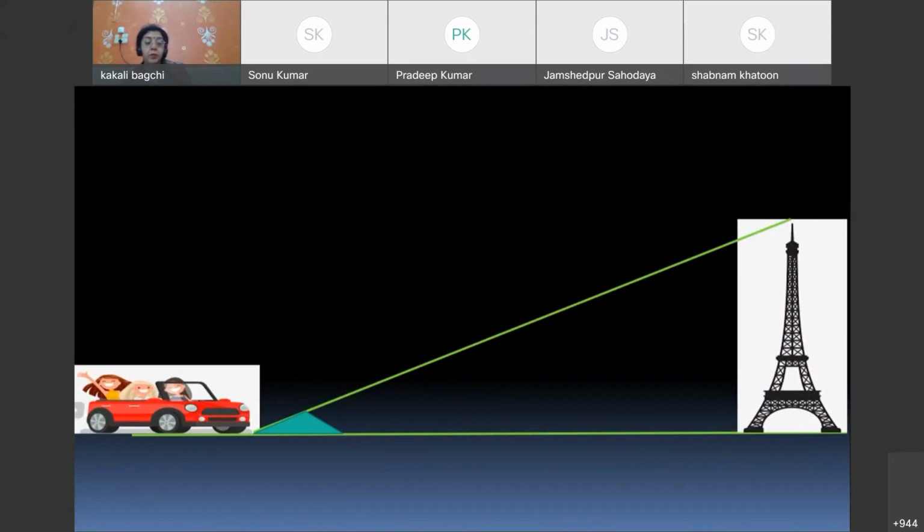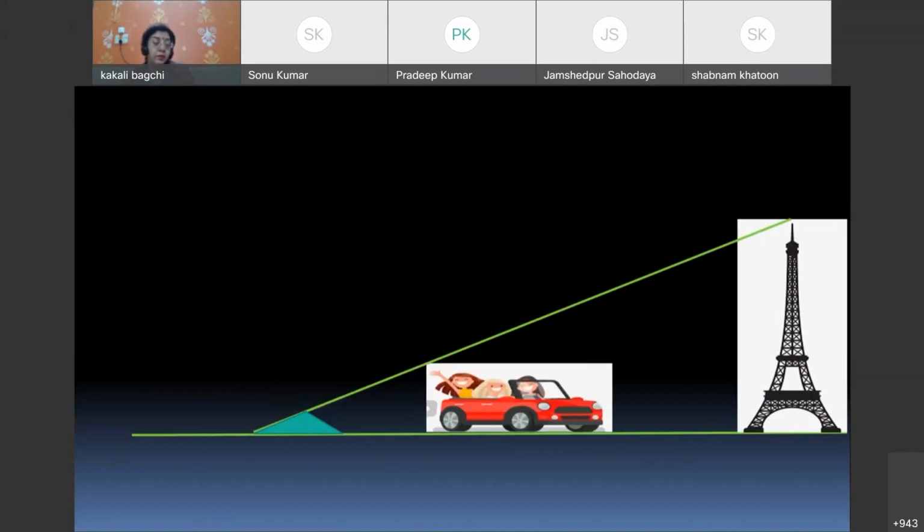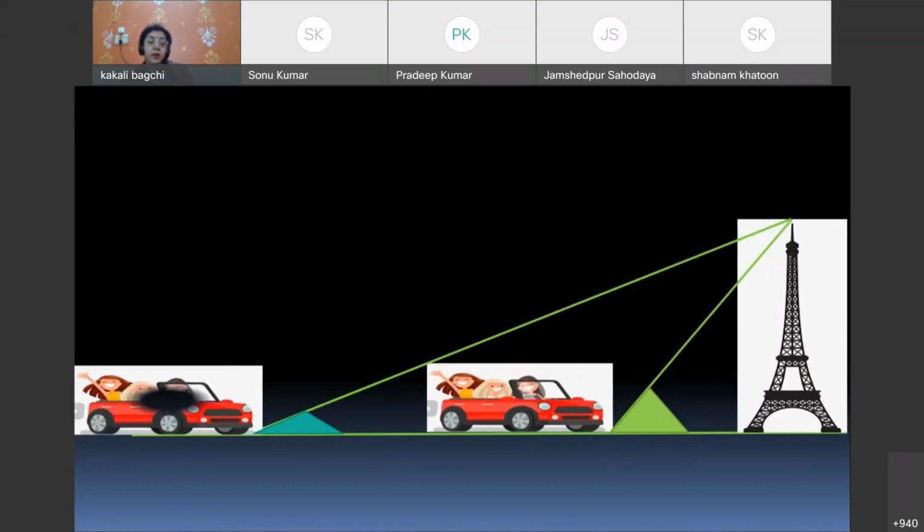You can do this type of project. The angle of elevation is created at the eye. When the car is moving forward, a new angle of elevation is created. Two positions are there; ask the students to compare. Clearly it is visible that in the second case the angle of elevation is greater. The nearer the distance, the greater is the angle of elevation.